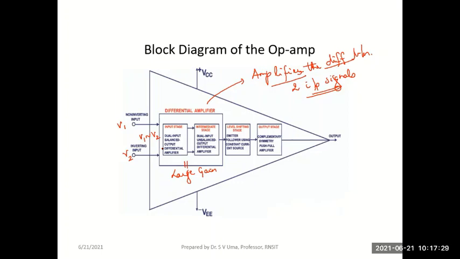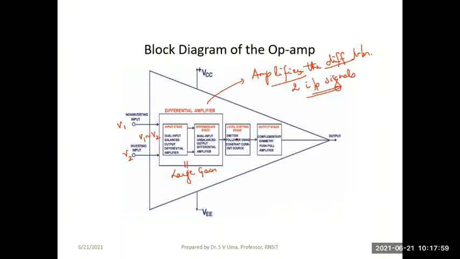Op-amp is a very high gain amplifier, as we have already defined. So how do I define an op-amp? Op-amp is a high gain differential amplifier which can amplify both AC and DC signals. That's the best and simplest definition you can give for an op-amp. A high gain differential amplifier which can amplify both AC and DC signals. That high gain is provided by using two stages of differential amplifiers.